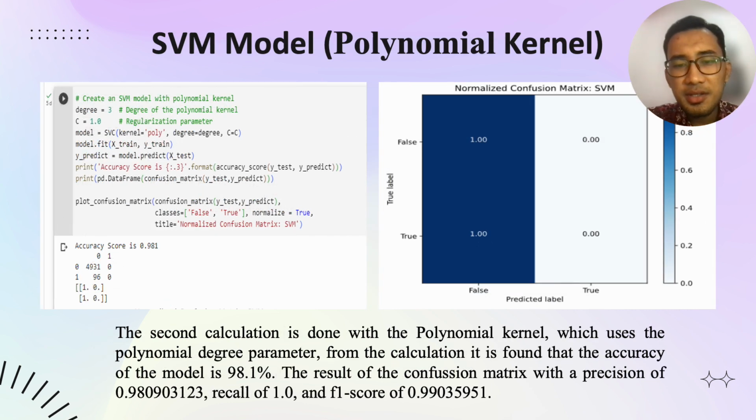The second calculation is done with the polynomial kernel, using the polynomial degree parameter. From the calculation it is found that the accuracy of the model is 98.1%. The result of the confusion matrix: precision of 0.9809, recall of 1.0, and F1 score of 0.990. As in figure 1, its accuracy score is 0.9981. That is, the accuracy of the model is 98.1% with the polynomial kernel.